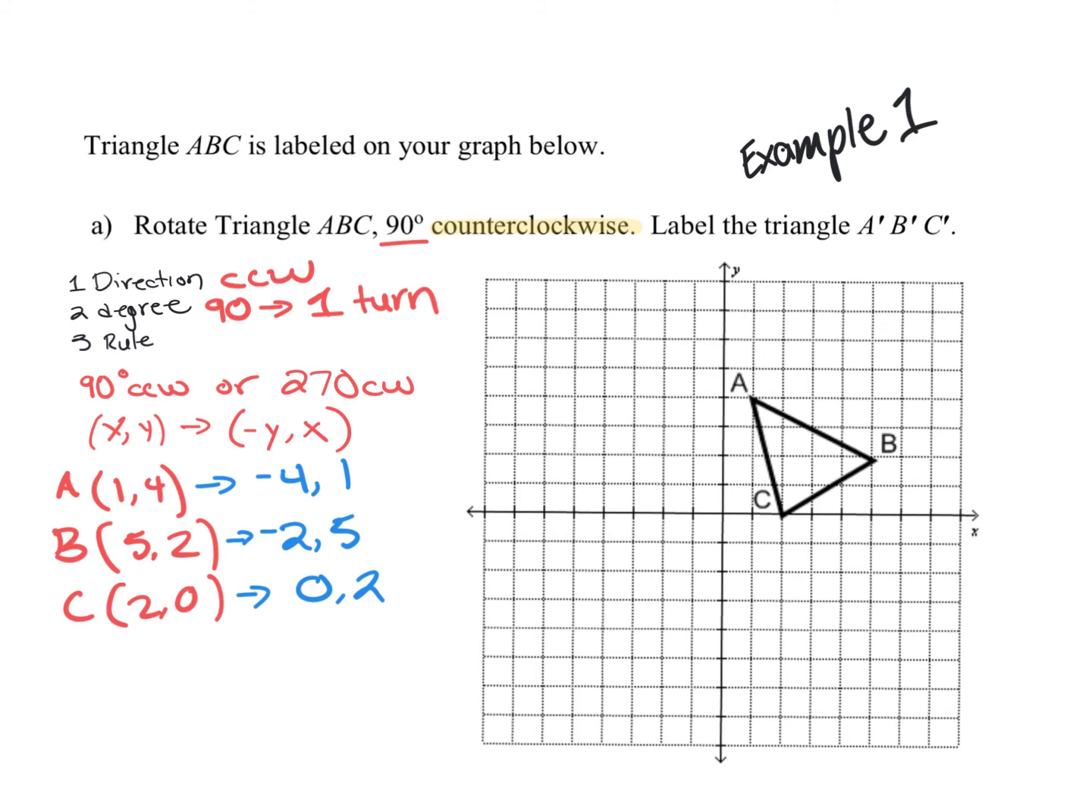Now that we have our new ordered pairs for our A, B, and C, let's graph them. So the first ordered pair is (-4, 1). That's going to be our A prime. Our B is now at (-2, 5). That's going to be our B prime. And our last one is at (0, 2). That's going to be C prime. So now that we have our points graphed, we're connecting them to make the triangle.